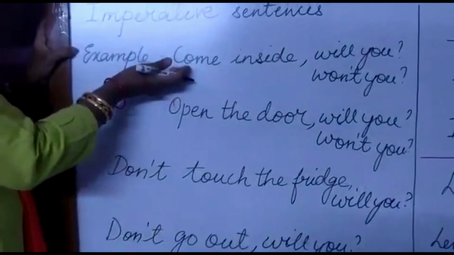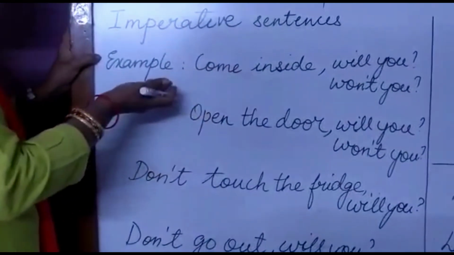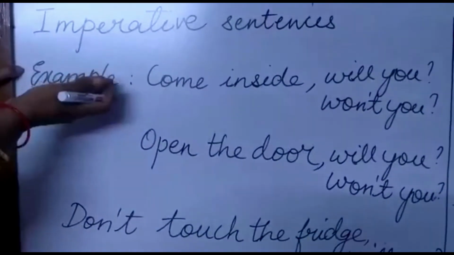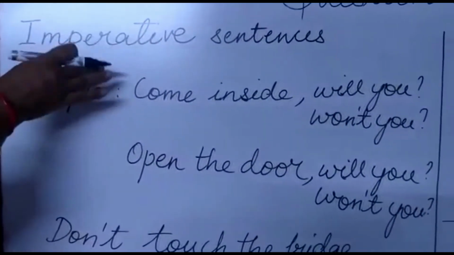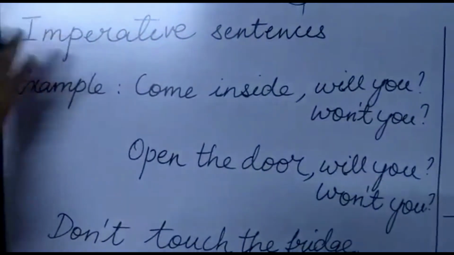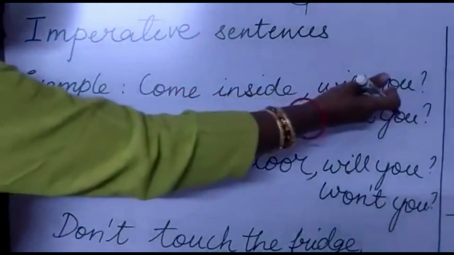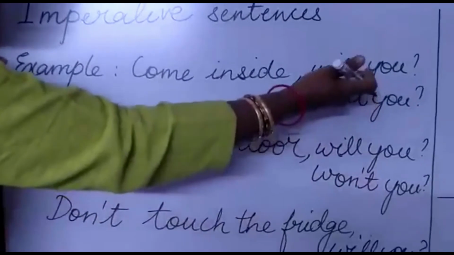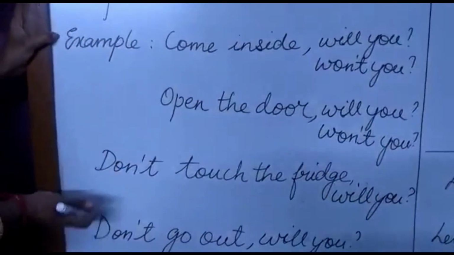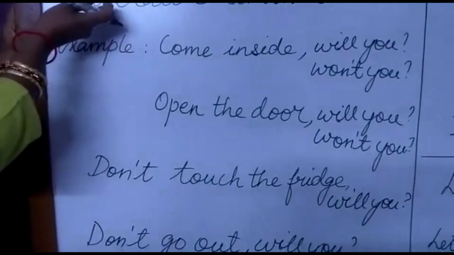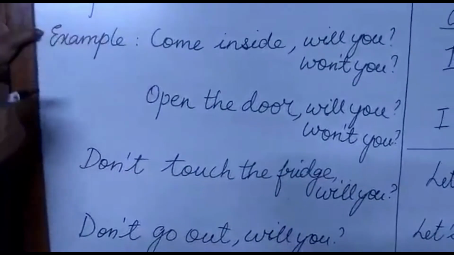Here, when we are saying "Come inside," it is understood that "you" is the implied subject. "You come inside." You is not seen, but it is understood that you is the implied subject. That's why we are using "you" over here. Now you might doubt why I am using "you" in all these sentences when there is no subject pronoun. Here in imperative sentences, you is the implied subject.